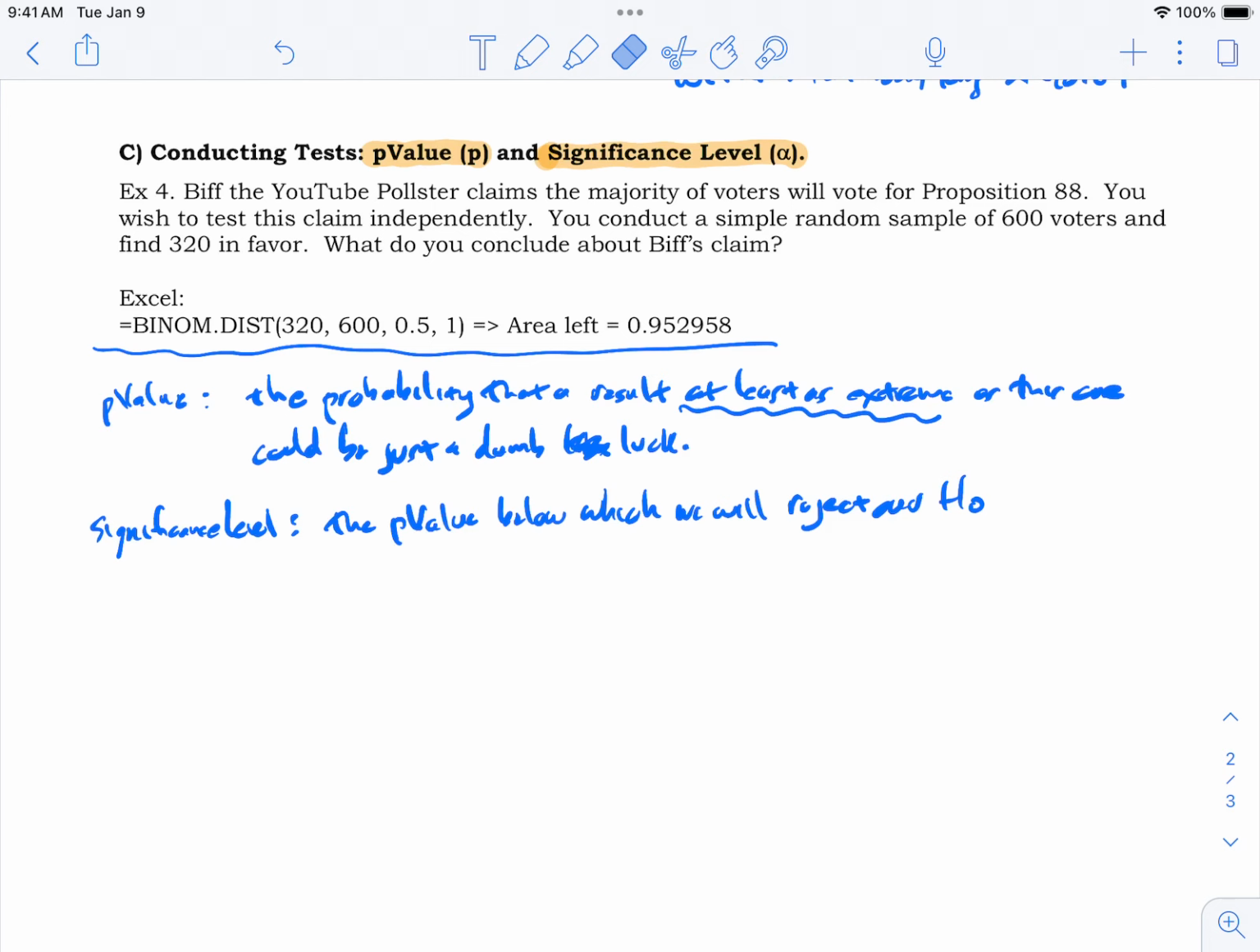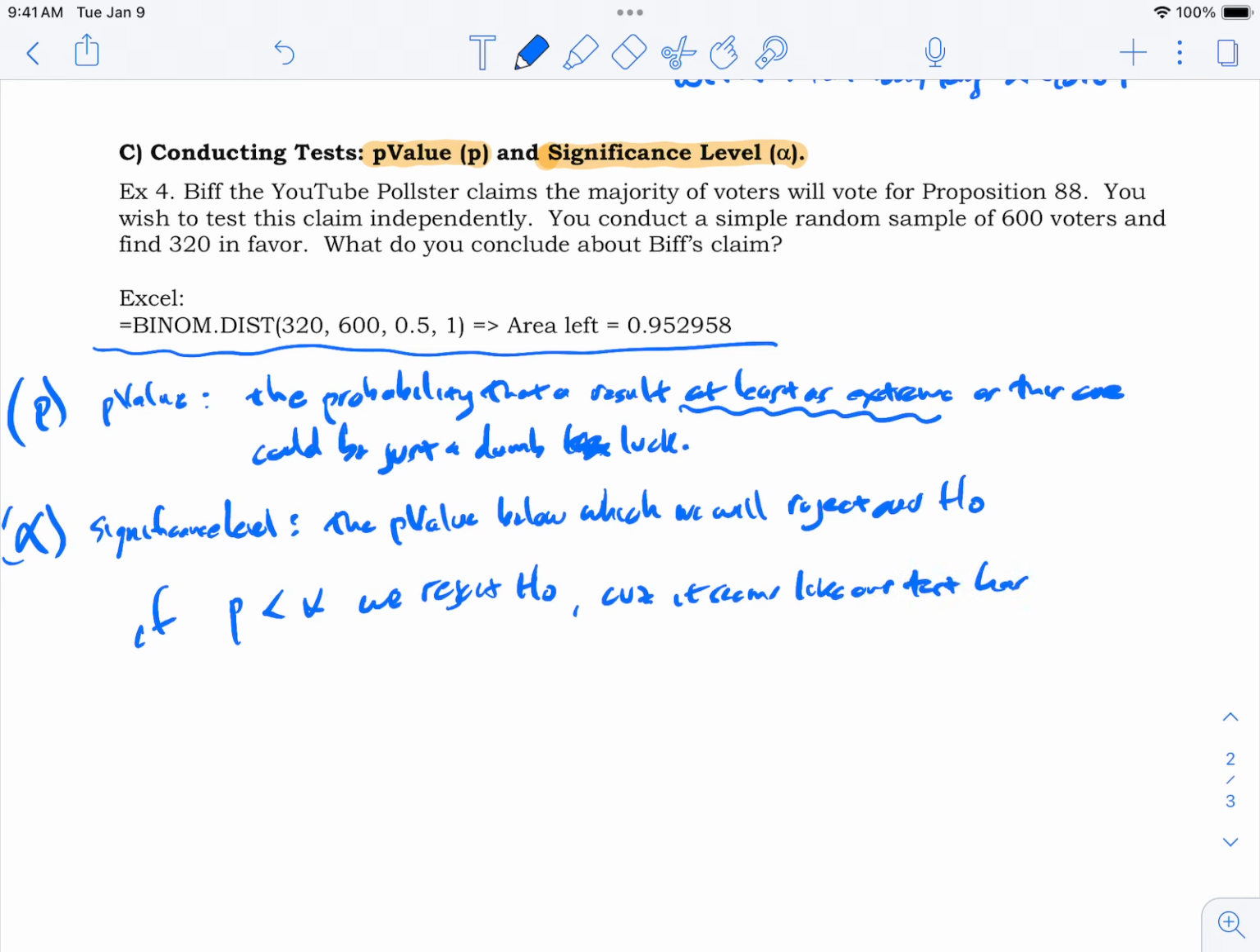So if your p-value is less than the alpha, by the way, we use alpha for the significance level, and for the p-value we usually use just a p. If p is less than alpha, we reject H naught, is basically what happens here. Because it seems like our test has an unlikely result.